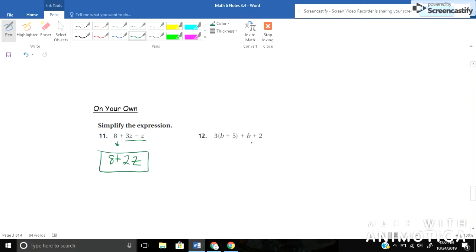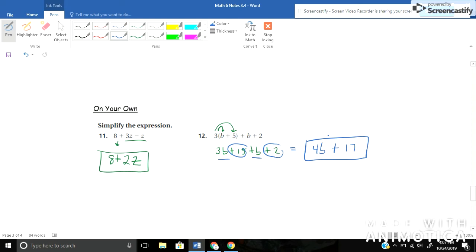And the next one, distribute first. So that would give you 3 times b is 3b plus 3 times 5 is 15. We haven't done anything with this information yet. Bring it down in our problem, plus b plus 2. Now look at like terms. I've got 3b and b that are like. 3b plus 1b will give me 4b, plus 15 and 2 are like terms. So 15 plus 2 would give me 17. And there you have it.